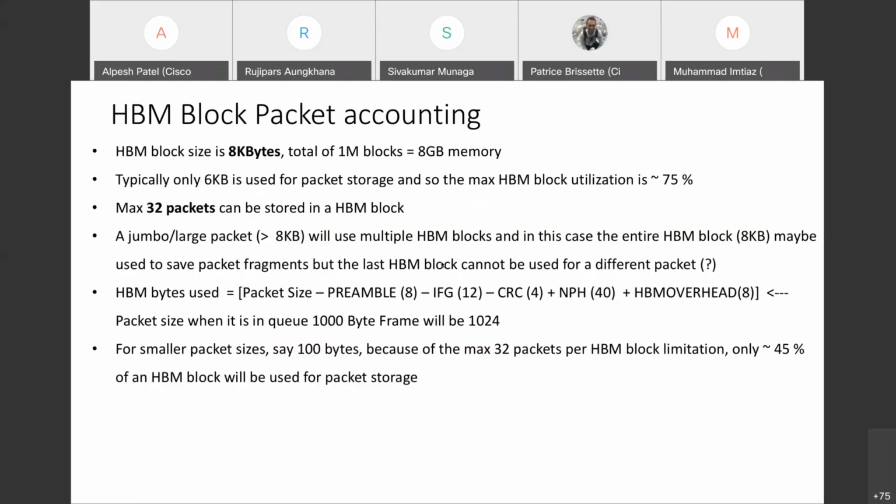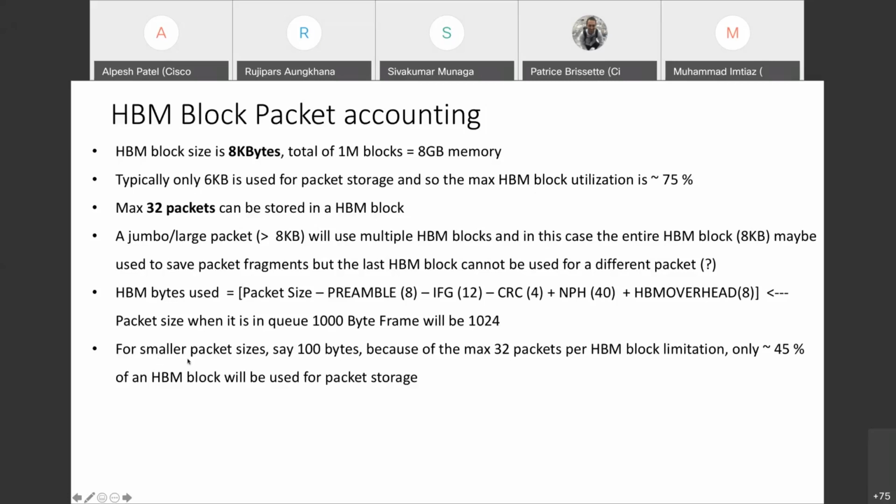So an HBM block is 8 kilobytes in size, total 1 million blocks, so 8 gig of memory. Typically, we use 6 kilobytes for the packet storage, so that's about 75% of the usage. And a maximum of 32 packets can be stored in one block. So if we have a large packet, which is greater than 8 kilobytes, we'll use multiple HBM blocks, just like when you compare this with a packet converted into cells in the fabric, where one packet can take multiple cells.